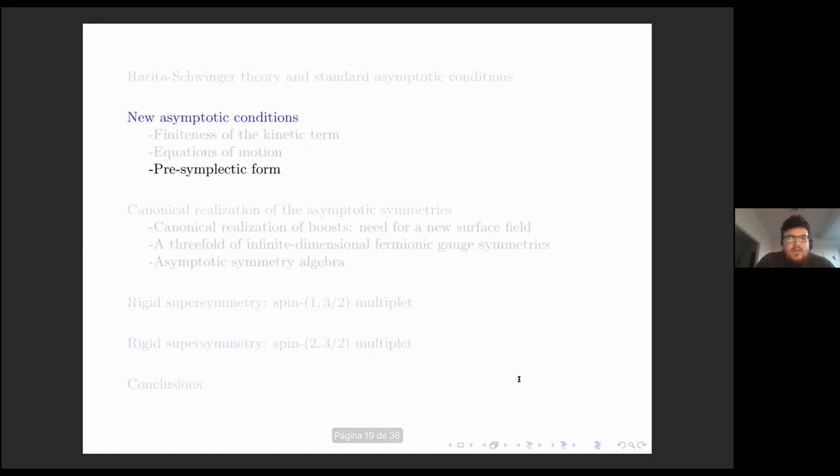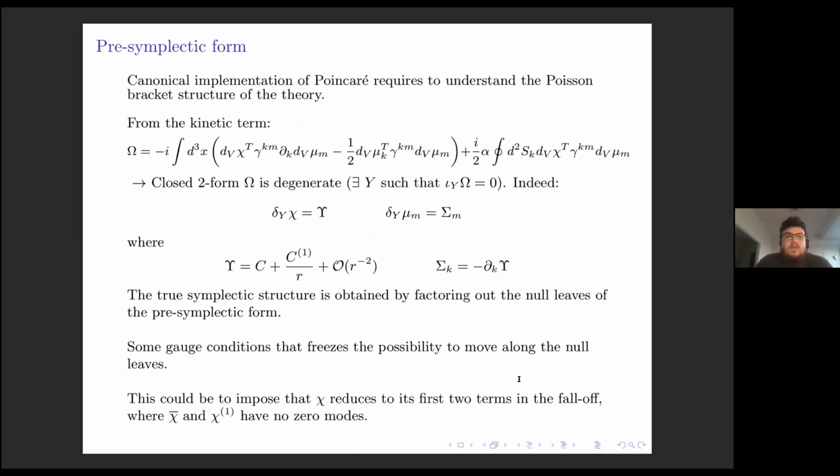Okay. So let's analyze now what is called the presymplectic form. The canonical implementation of Poincaré requires to understand the Poisson bracket structure of the theory. We can read this presymplectic form from the kinetic term. And we obtain a closed two-form, which is degenerate. And this is because there exist some vector fields that leave the symplectic form invariant. And the parameters generating the transformations on the fields along these null vectors are given by these expressions here.